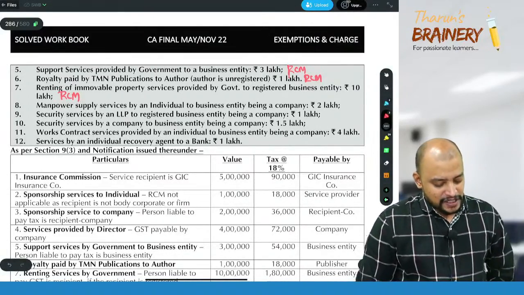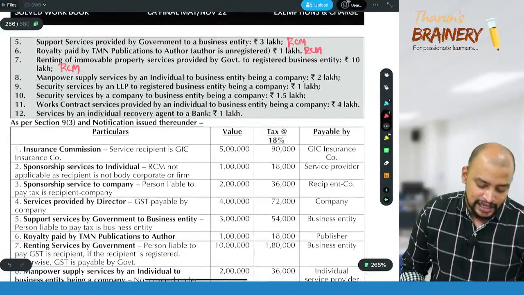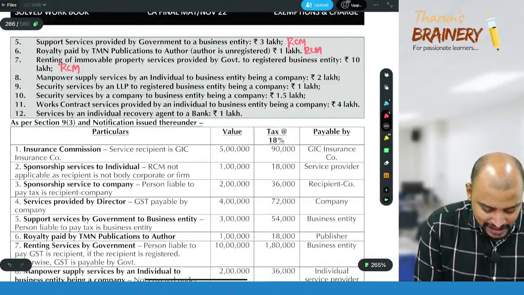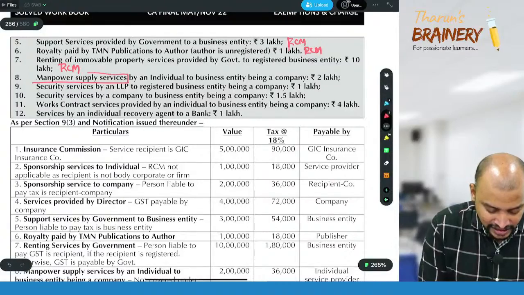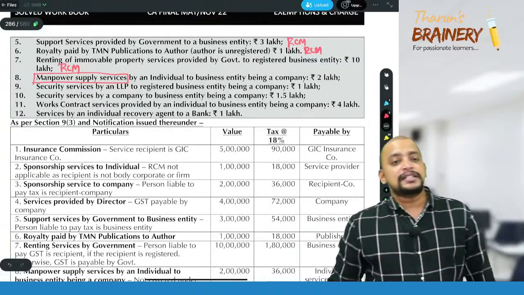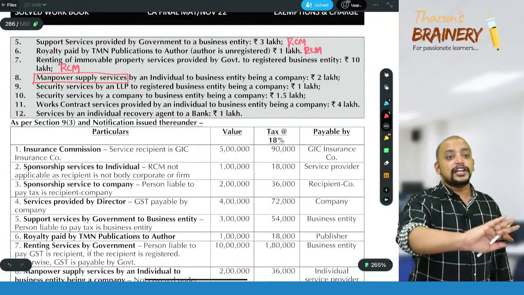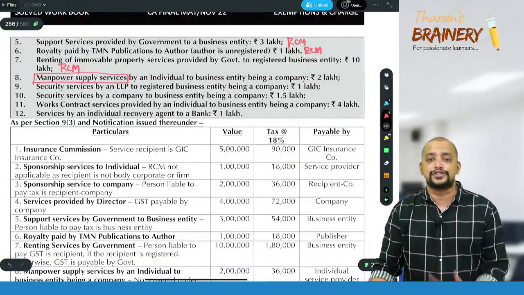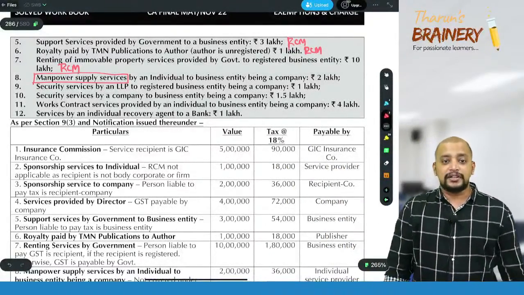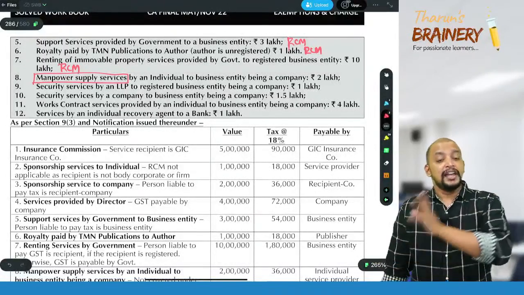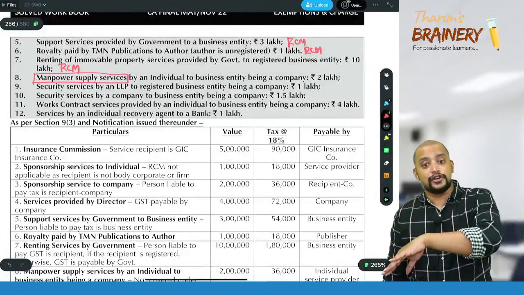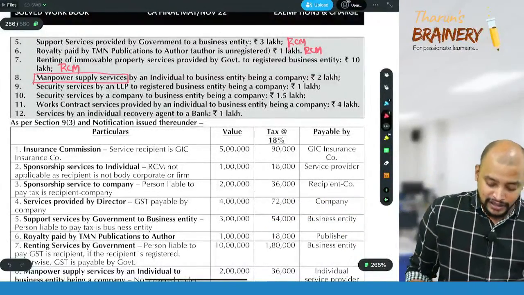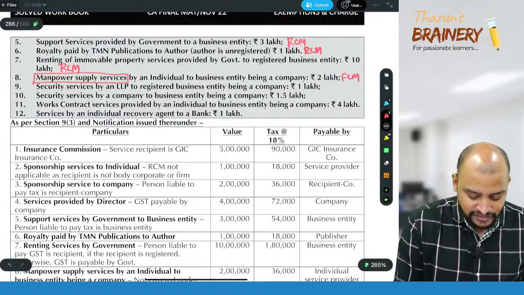Manpower supply service by an individual to a business entity being a company. Manpower supply service is not covered anywhere under the list of services under RCM. Sir, CG got silence. No, security agency is different from manpower supply. Manpower supply is supplying human resource, labor, but not security. A manpower agency can also do security agency business, but security agency is different from manpower agency. So, manpower agency we don't have under RCM at all. It is fully FCM only.